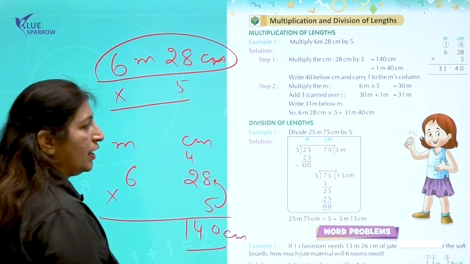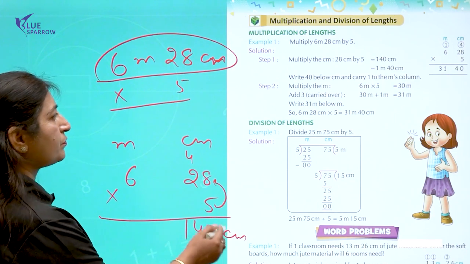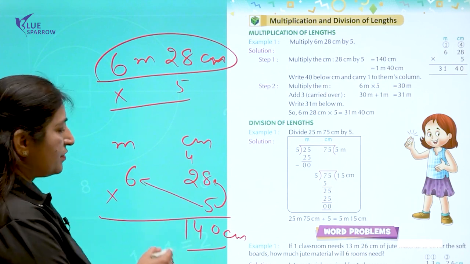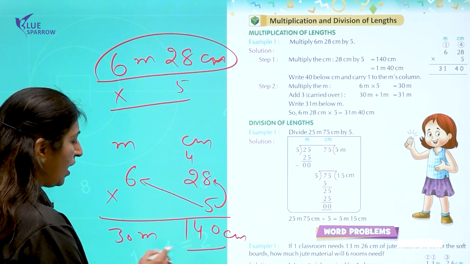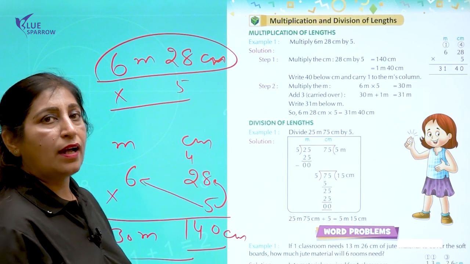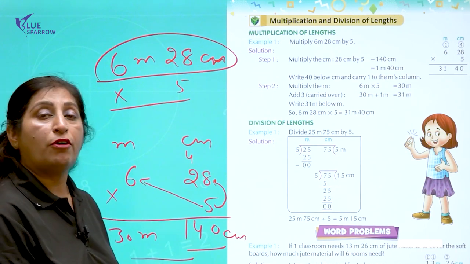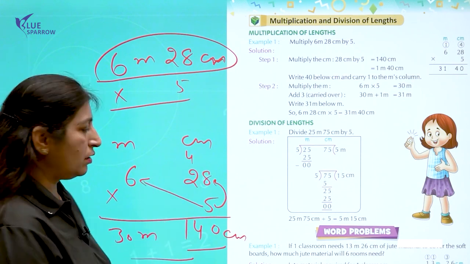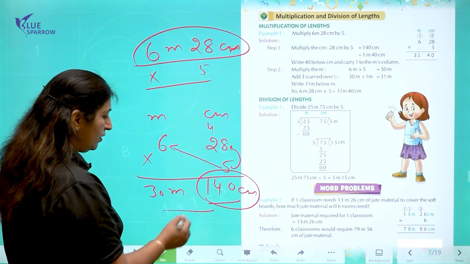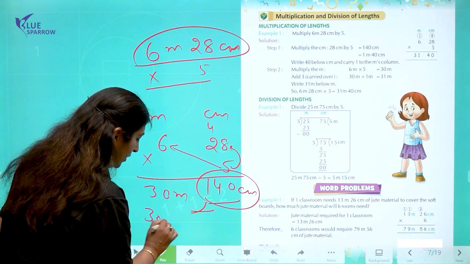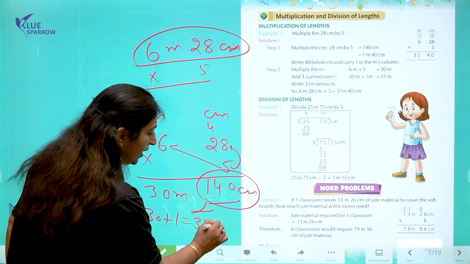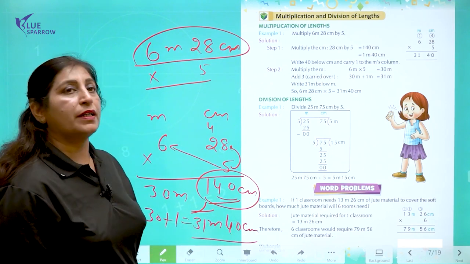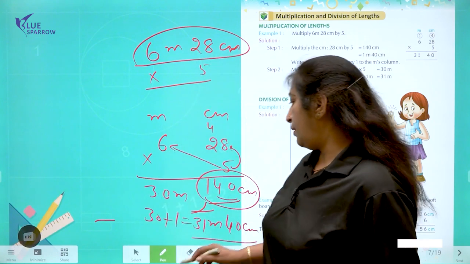140 centimeter. It becomes 140 centimeter. And now we would multiply meters with 5. 5 6 are 30. So here the answer is 30 meter 140 centimeter. But you know that 100 centimeter make 1 meter. So take out 100 from here. You would get 30 plus 1 meter and you are left over with 40 centimeter here. So your answer becomes 31 meter 40 centimeter.